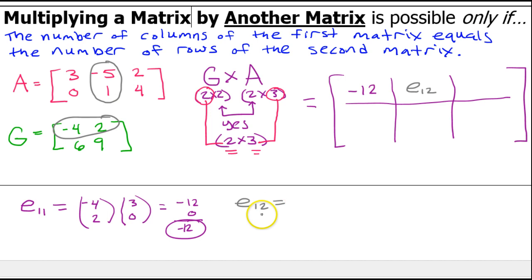All right, so this is what I'm doing for this problem. So row 1 of the first matrix, that's going to be negative 4 and 2. And then column 2 of the second matrix, so negative 5, 1. If I multiply those together, I'm going to get positive 20 and 2. And if I add those together, I get 22. And that is the element that goes right here.